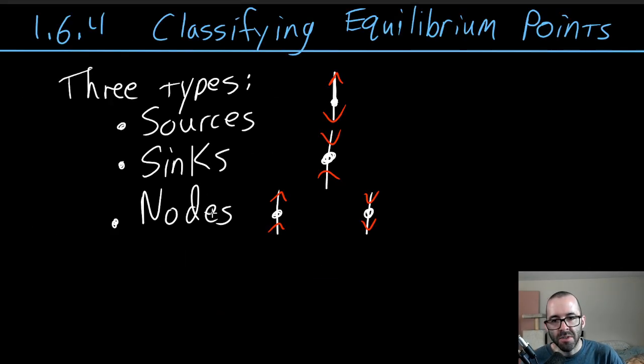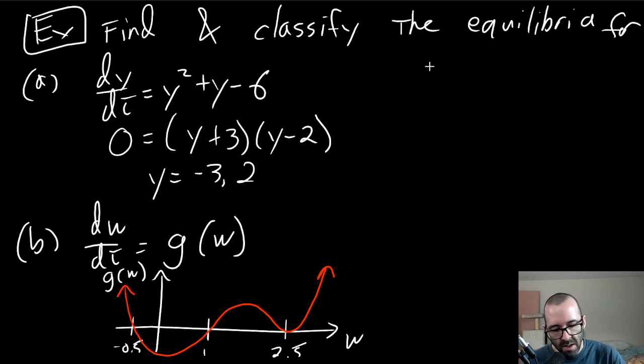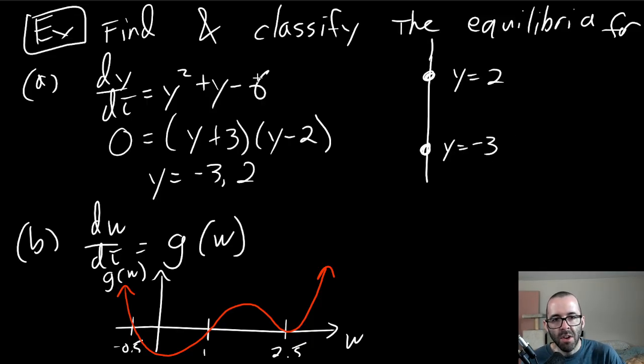We're curious whether these are sources, sinks, or nodes. We're going to create our phase line at y equals negative 3, y equals positive 2. And we're going to figure out what directions things are. And again, continuity is very important for this. Because we have continuity of the derivative, we can use the intermediate value theorem, which says that if something is positive at one point in this interval, it'll be positive at all points in that interval. So we just do test points, just like the first derivative test.